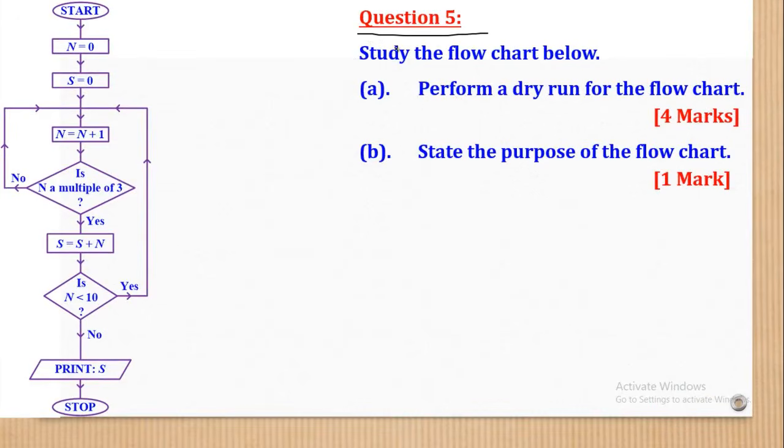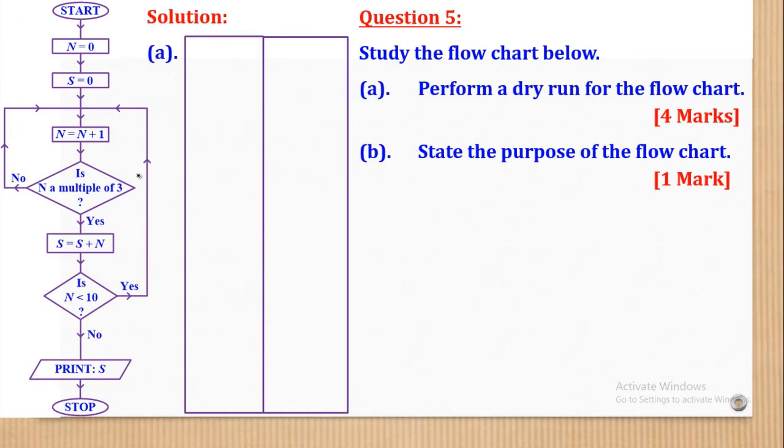Now we shall go to question 5, which says that study the flowchart below. So part A, perform the dry run for the flowchart, and part B, state the purpose of the flowchart. So this is the flowchart given. So they want you to perform a dry run.